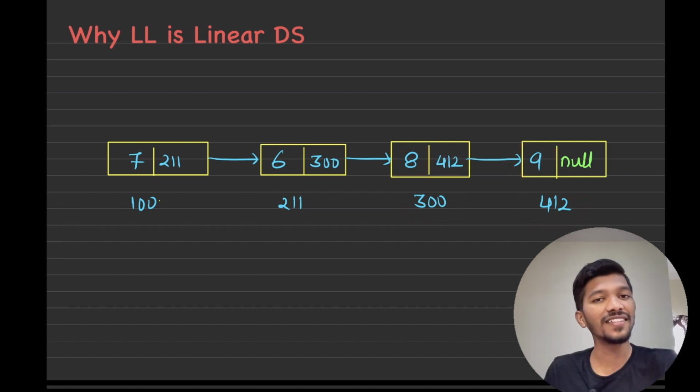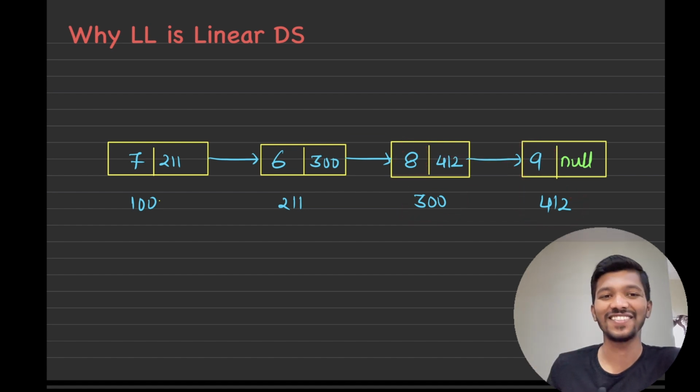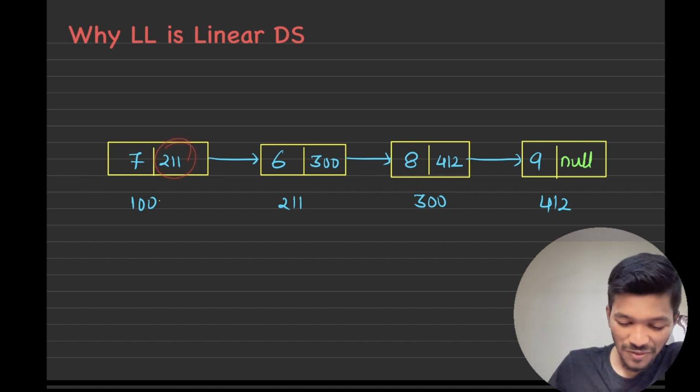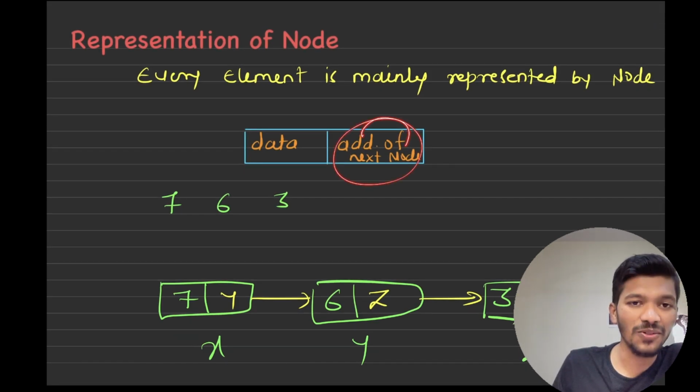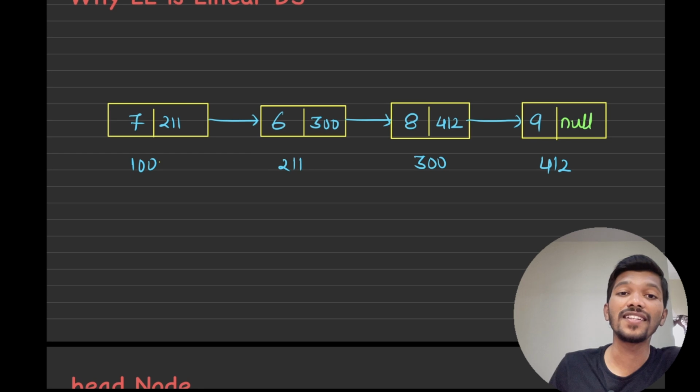And because of this, the linked list is called a linear data structure, because, as we discussed above, the address of the next node is helping us to maintain the linearity.